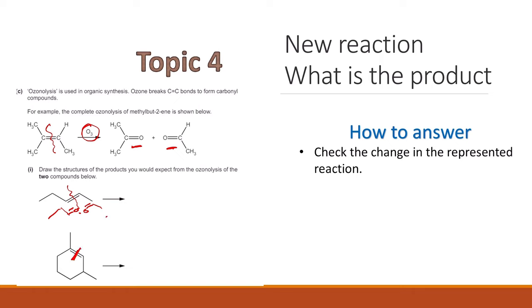Remember that because this is a cyclic structure, it's going to be only one product, but instead of having this as a ring, I'm just going to add a double bond oxygen on both sides here and there. You just apply the same principle in your compound.